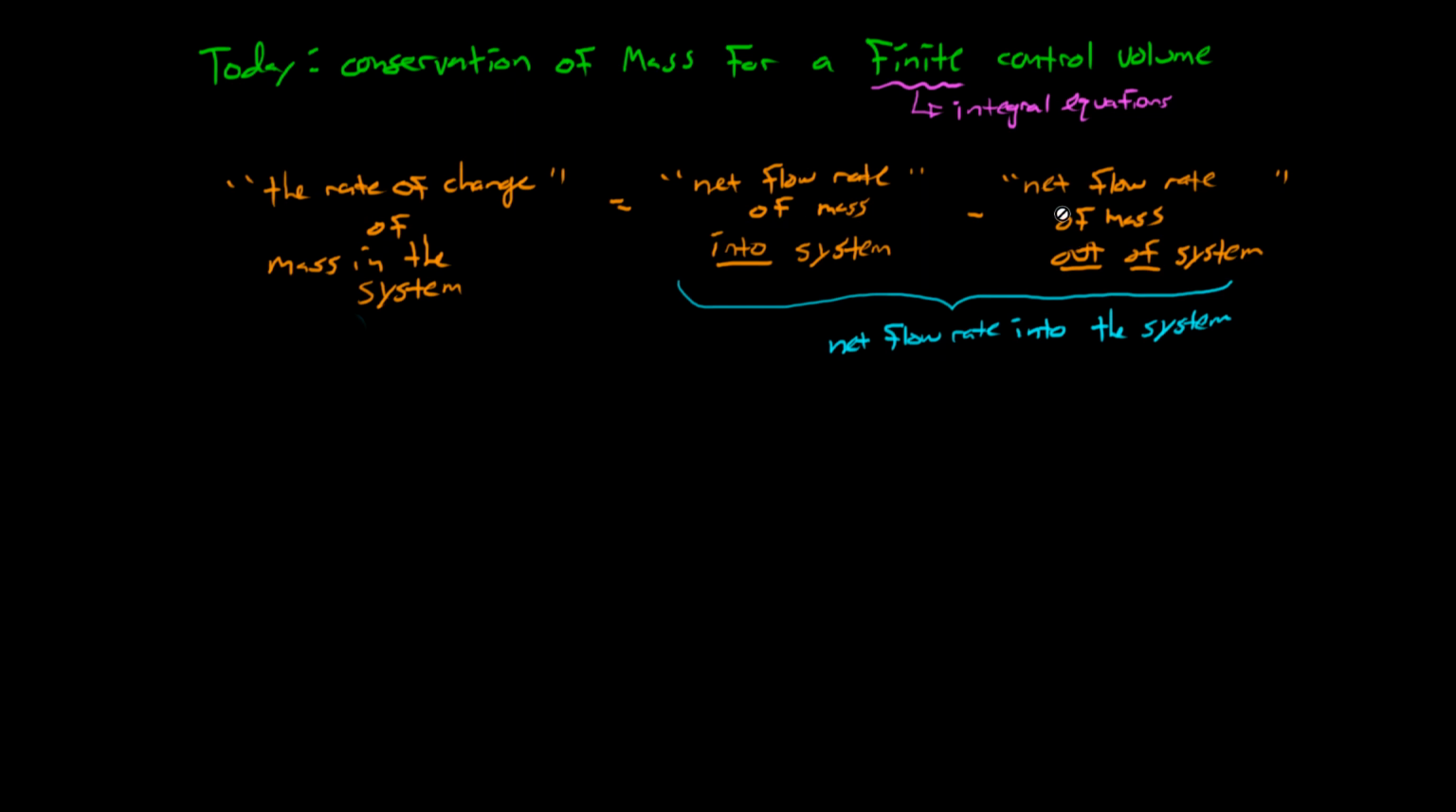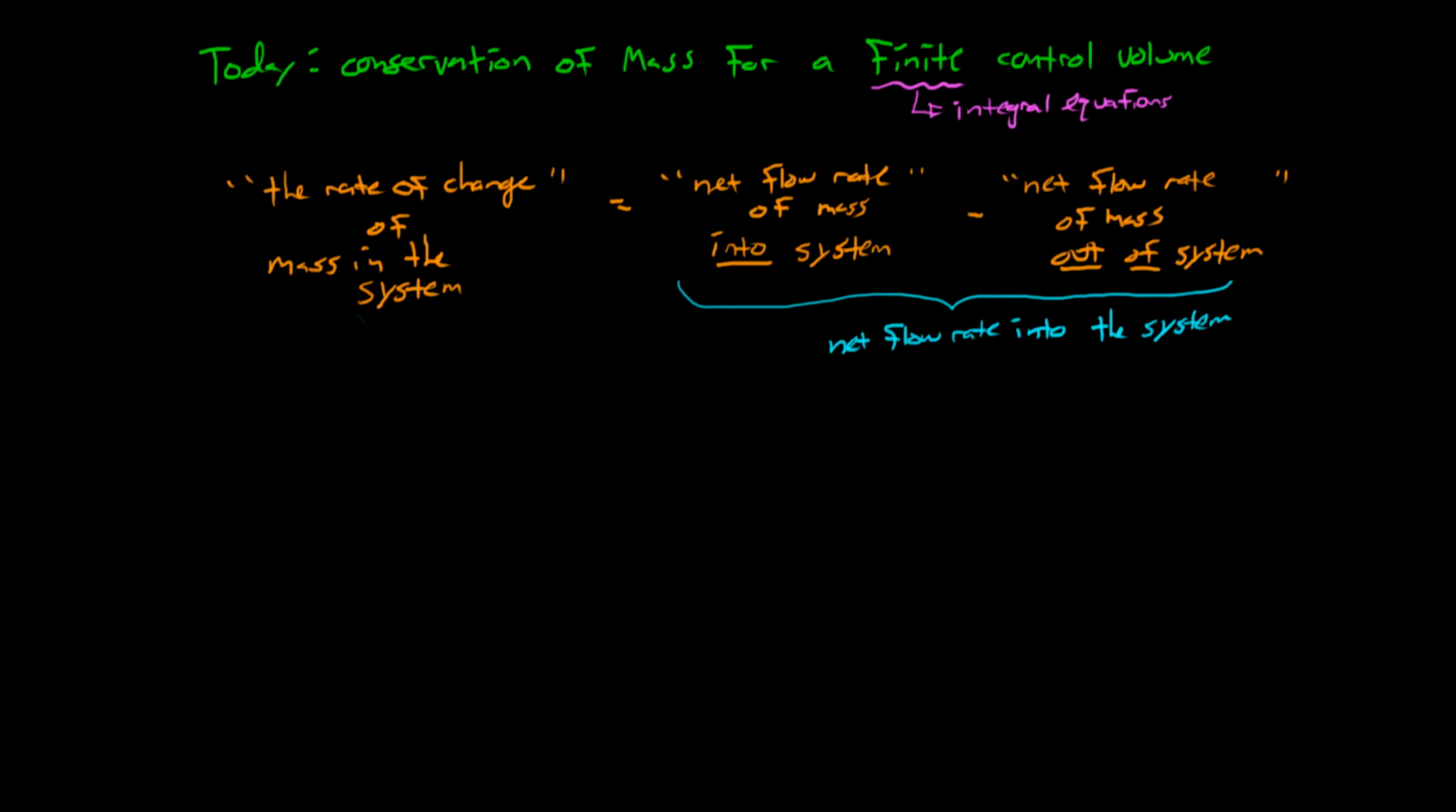Think for a minute, these two terms could just be combined into one single idea, which is the net rate of flow into the system, which would be all of the ones that go in minus all the ones that go out. That gives us a single number, which we could call the net flow rate into the system.